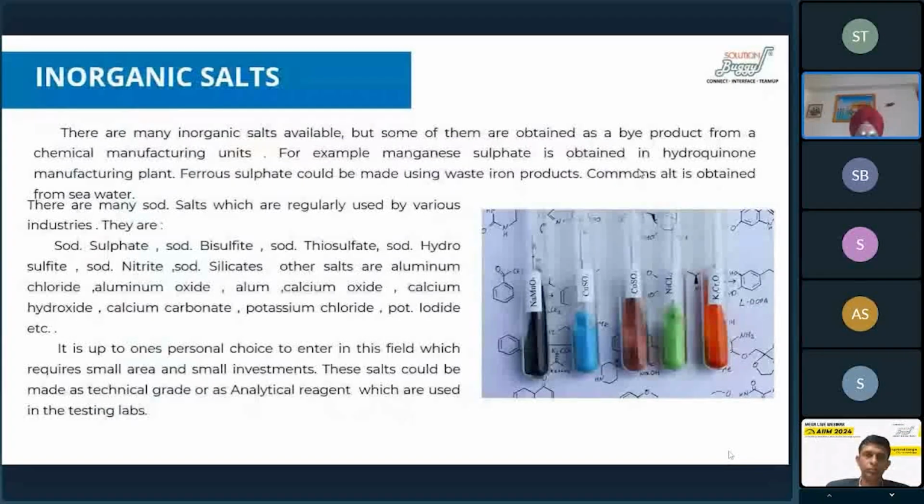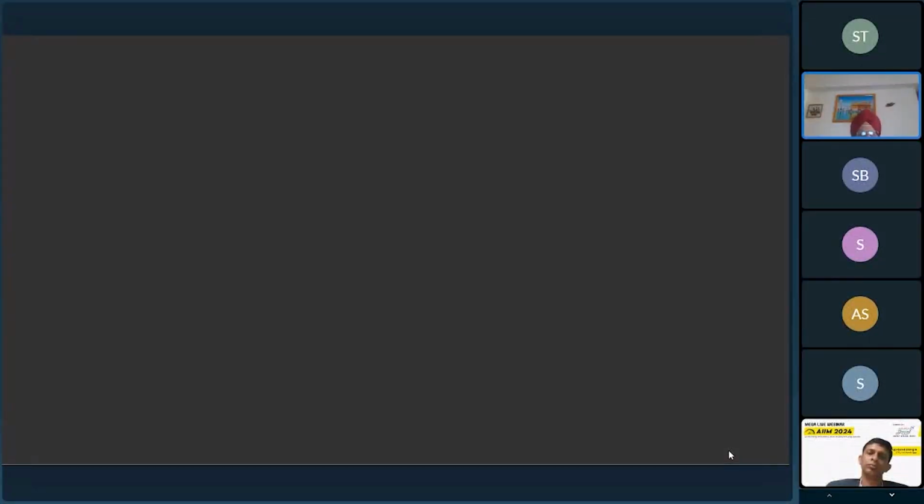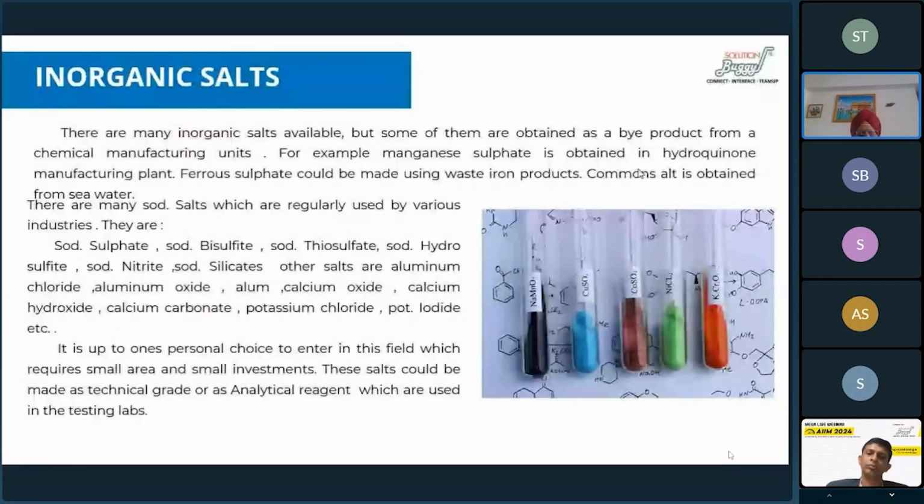So this is about the acids. Now, inorganic salts. This is also a very big area. Inorganic salts are also very big industries. All fine chemicals which are produced, the inorganic salts are one of the sectors where they are used.